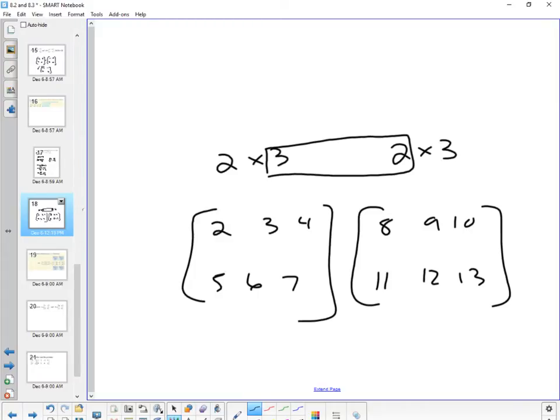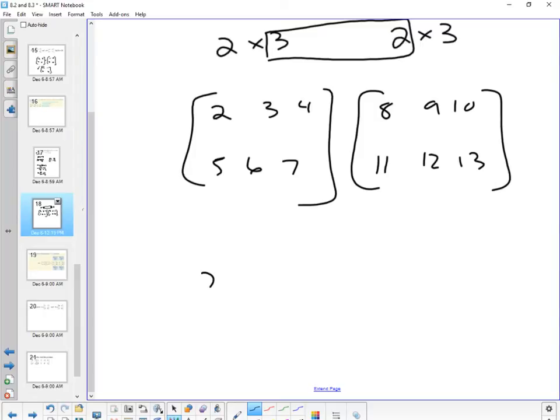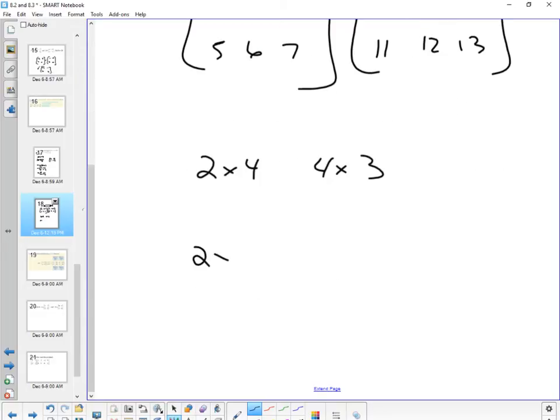I'll give you an example. Could I take a 2 by 4 and multiply it by a 4 by 3? Yes. Could I take a 2 by 2 and multiply it by a 2 by 1? Yes. We'll get to that. I just want to make sure you understand these rules first. We probably won't be able to do it, but I want you to understand the rules.